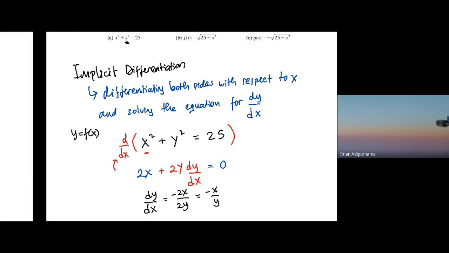Sometimes it's asking maybe for the second derivative, and you can do it similarly. The idea is still the same. You're differentiating both sides with respect to x, and then solving the equation for dy dx.